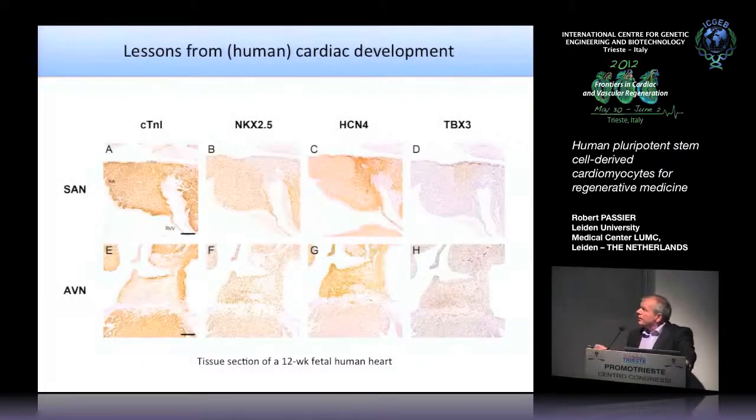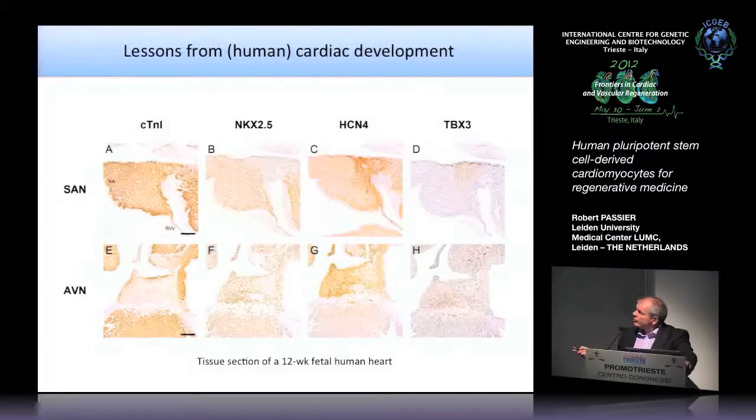Furthermore, I want to indicate that it's very important, we already talked about mouse embryonic development, other models, that you also go to human cardiac development and look if these genes that you think are important for cardiac development are actually also expressed there. So this is an example of a tissue section of a 12-week fetal human heart, where we looked at different markers in the sinoatrial node, as shown here, in this upper panel, and the atrioventricular node in the lower panel. So what you can see here is that troponin is expressed in this area.